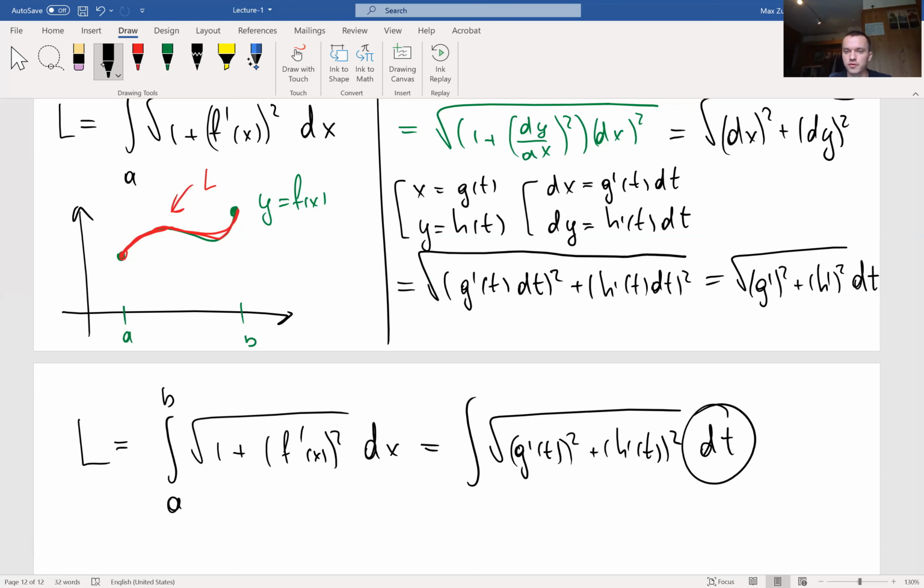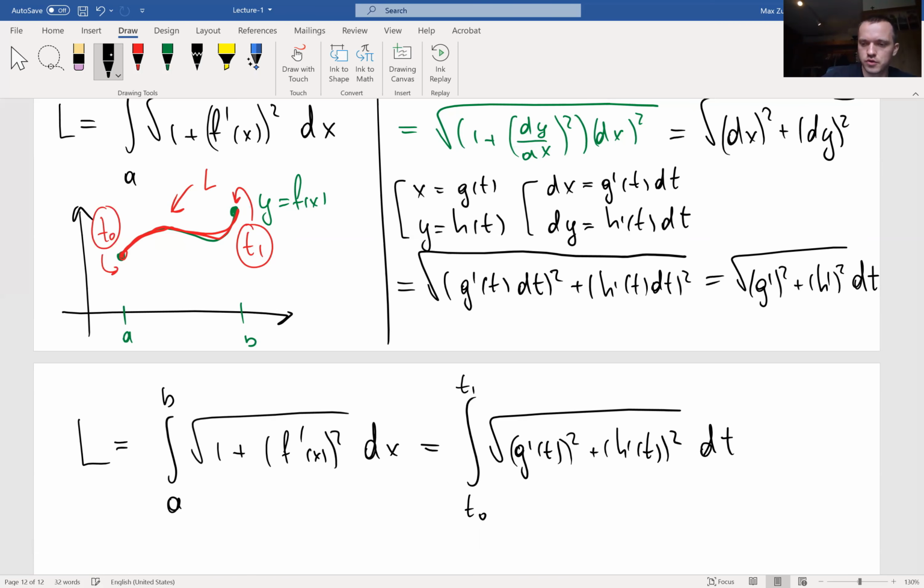The t-bounds is going to be the value of t for which, if you have t naught, then that is going to give me, why it disappears, then it's going to give me this point over here. And if I have t1, that is going to give me this point over there. So that's why I'm going to have my bounds between t0 and t1.